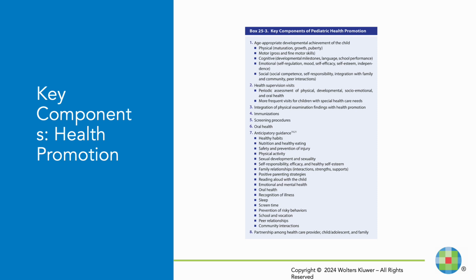Are they able to write? Are they able to draw? If you have an 18-month-old that cannot balance themselves standing up, that is a motor delay. What about their cognitive developmental milestones? Think about language and school performance.